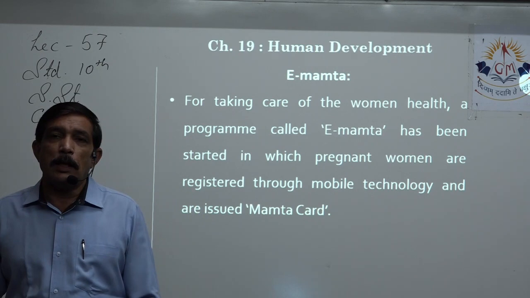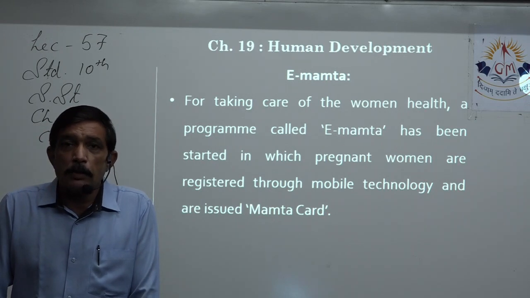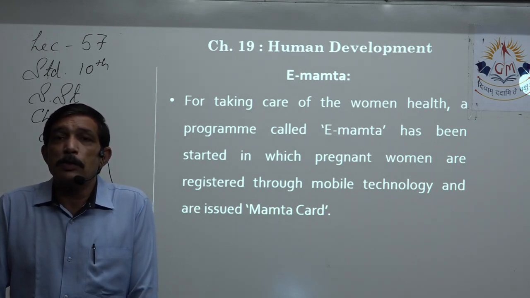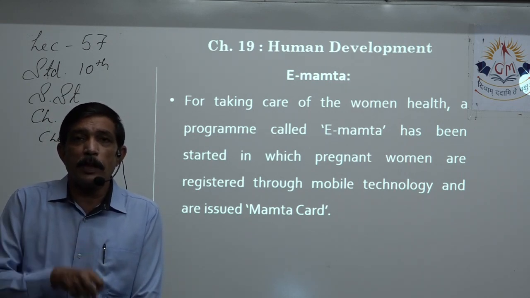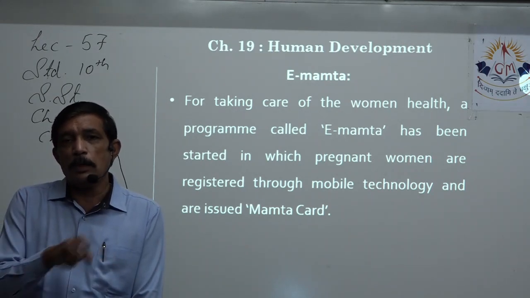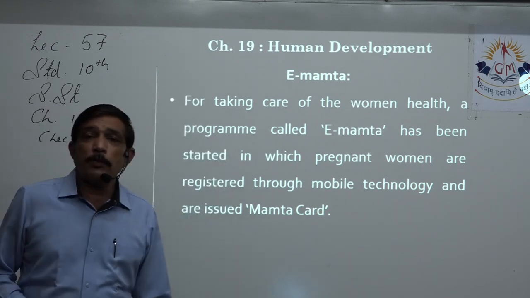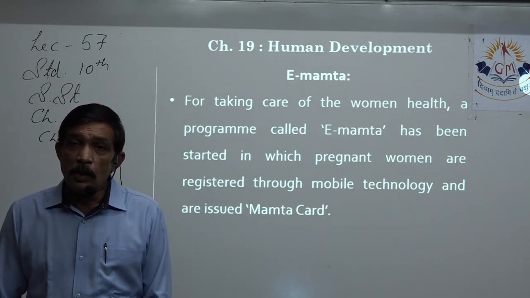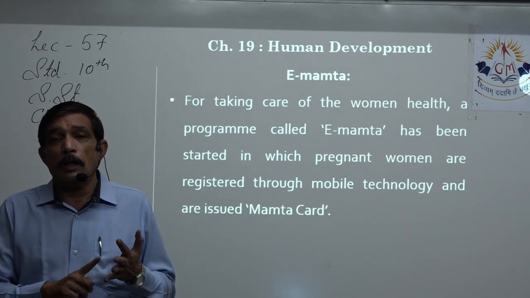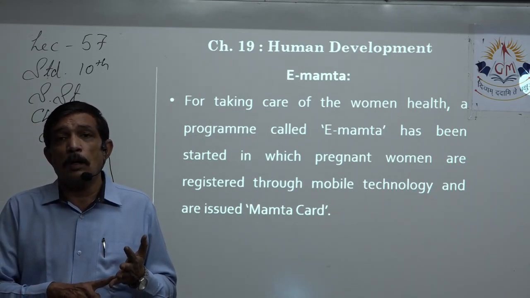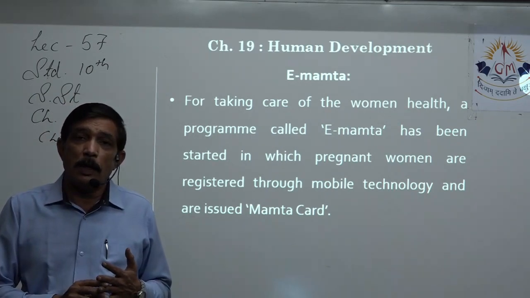Now, each and every village has a health clinic set up by the government, right? The PHC, public health clinic. So as soon as it is found that a woman is pregnant, she immediately gets registered with the help of mobile technology and an e-Mamta card is issued to her. So now regular medicines, regular checkups, even reports, and for delivery purposes a bed is reserved in the nearby hospital for them.